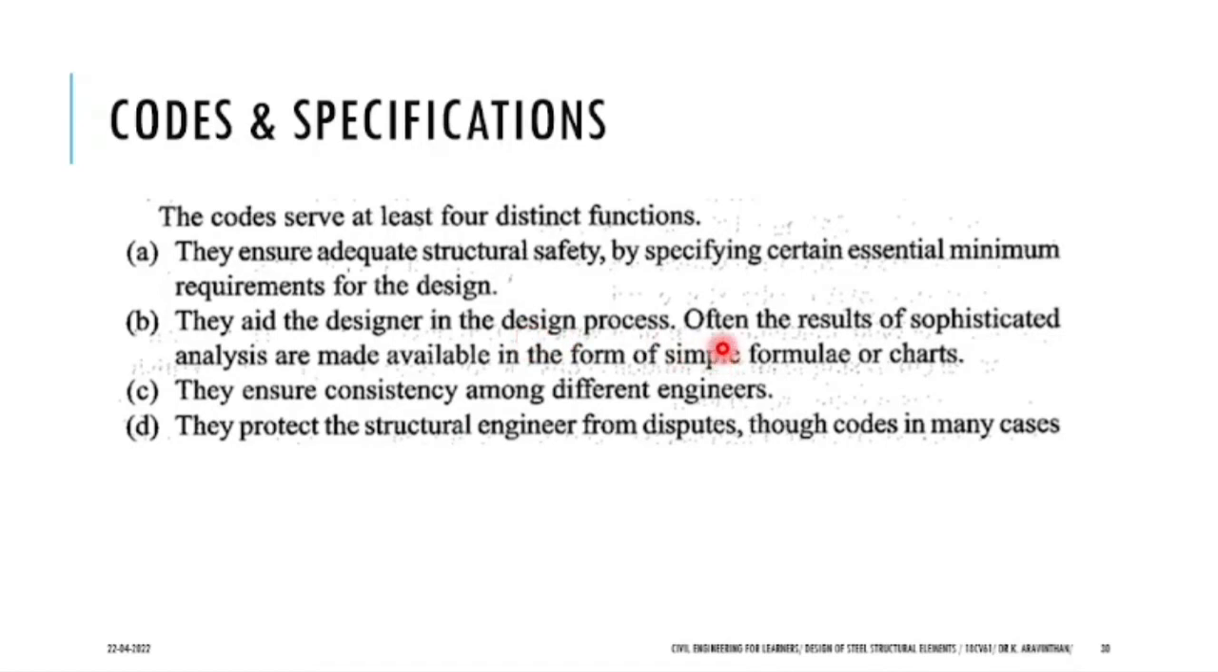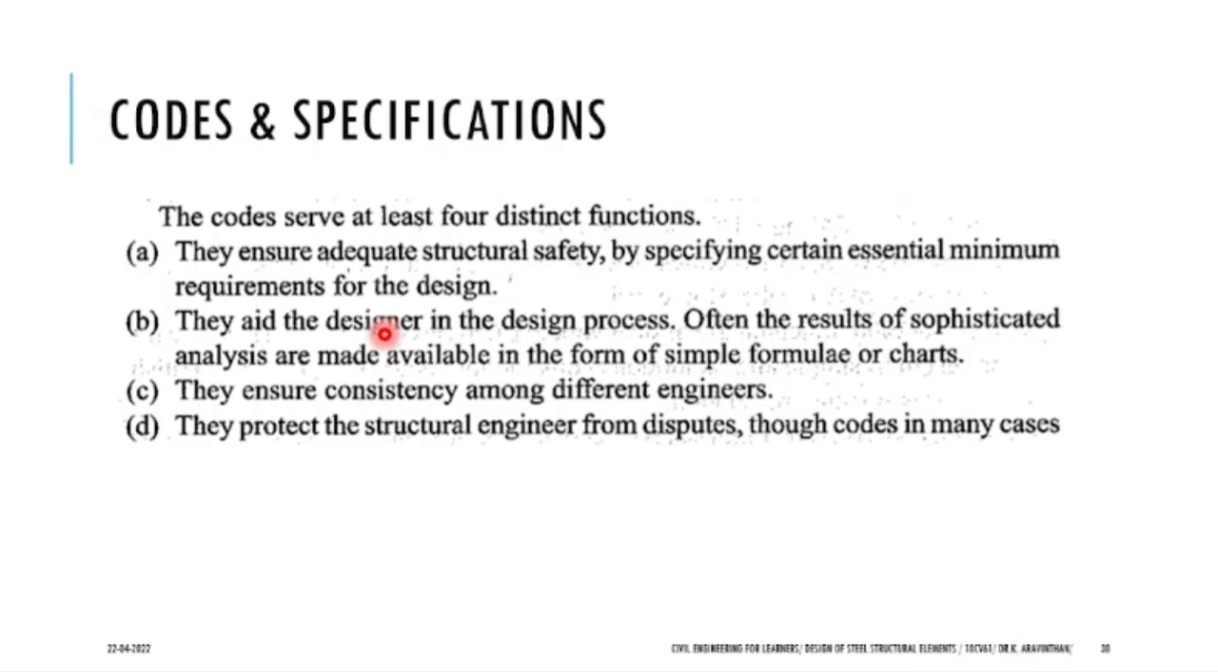Often the result of sophisticated analysis, if you have the code books, makes the analysis or design very easy. So without a code book, it is very tough to make the analysis. You have simple steps. See, since you are aware of analysis of determinate structures, you have a number of techniques for finding bending moment and shear force. So if you come across IS 456 2000, they give simple two or three formulas.